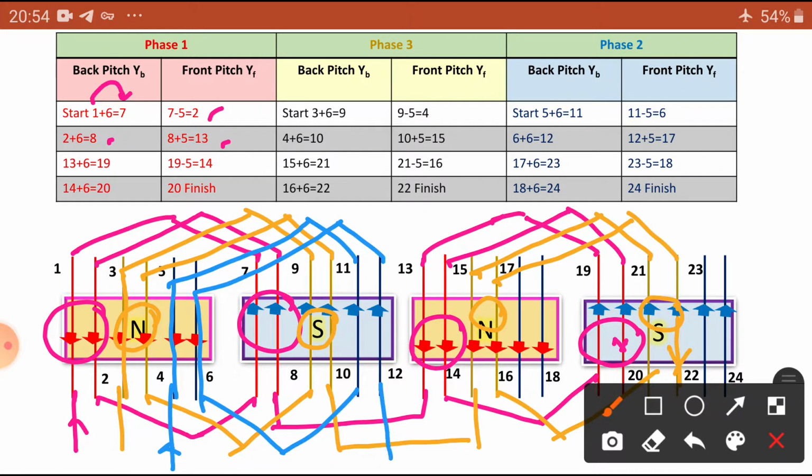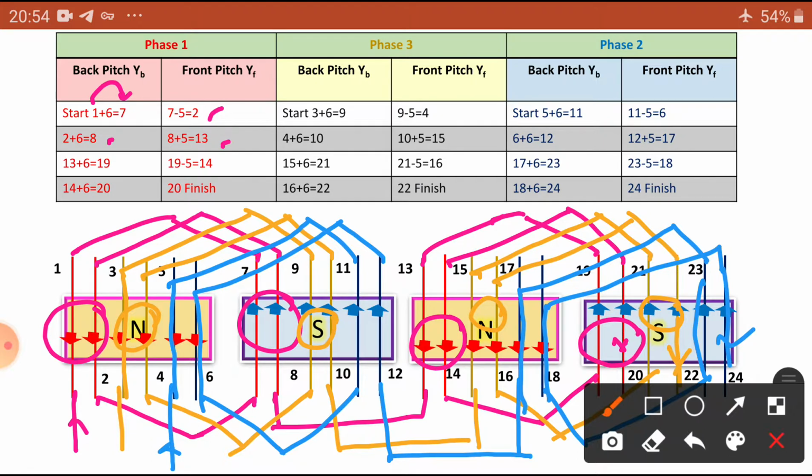Now 12 plus 5, 17th. You are going to connect to the 17th here. Where is the 17th? So this is the 17th conductor. Now 17 should be connected to where? 23. So 23 should be connected to front pitch. So we are going to connect 18, this one. So 18 is connected to 24, last conductor, this one. So this is the final position.